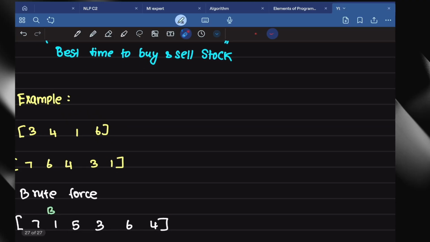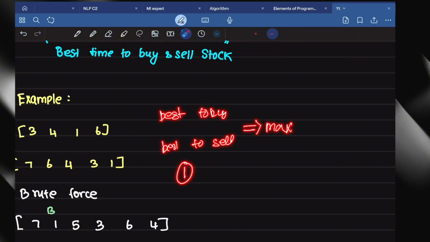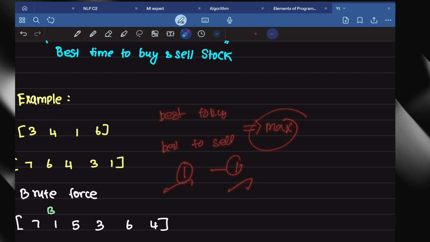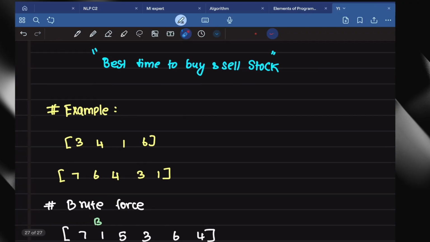You need to find the best day to buy and the best day to sell the stock so that your profit is maximized, and you are allowed to buy the stock only one time and sell it only one single time. Okay, this is the constraint. I hope you understand the problem statement now.